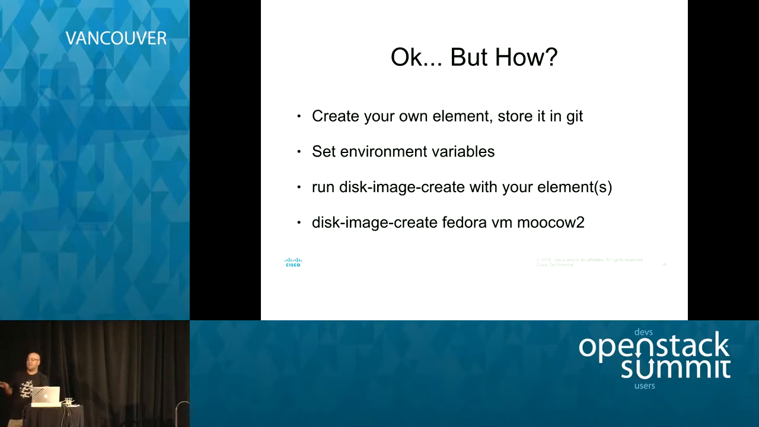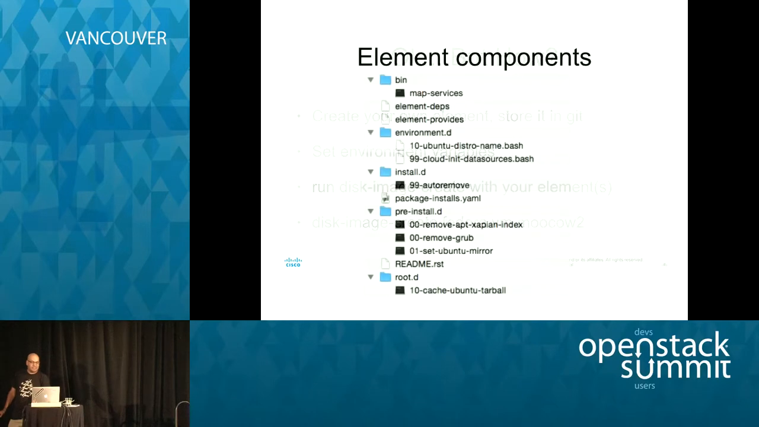You can just run the same command and tweak a couple of environment variables, and now you're making Fedora 19 instead of 21. So it's very cool. You create your own elements, they're stored in Git, and you just pipe them on to the list of commands that you're passing to disk image create. For example, I have an element called moocow. I think moocows are cool. You set an environment variable called ELEMENTS_PATH that includes where your thing is located, just like you would export PATH. And now you can just tack on your custom elements to the end of the command list, and you'll get your thing.